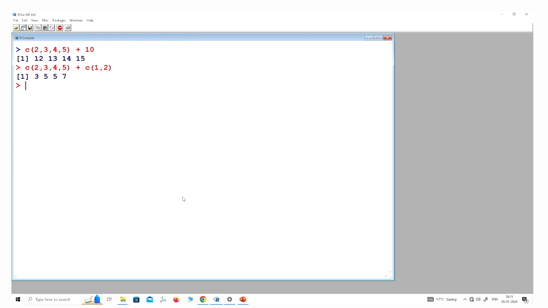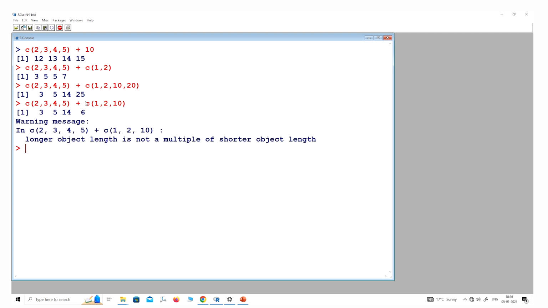So, the answer will come out to be 2 plus 1, 3 plus 2, 4 plus 1, 5 plus 2, and if I take another data set of size 4 with elements, say, 1, 2, 10 and 20, then you can see that the respective positions are added by the respective numbers. And if I make it such that the length of the shorter data vector is not an exact multiple of the longer data vector, then it gives us a message that okay, you are trying to do something, please be careful. If there is a mistake, please correct it, otherwise you leave it.